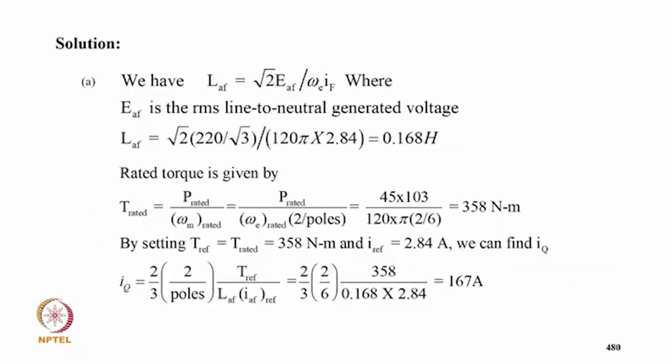So for the solution we have LF equals root 2 EF upon omega IF. Putting in the values, LF comes to 0.168 Henry. T rated equals P rated upon omega rated, it comes to 358 Newton meter, and setting T reference and IF reference 2.84, we can get IQ equals 2 by 3, 2 upon poles, T reference upon LF into IF reference, and putting in the values it comes to 167 ampere.